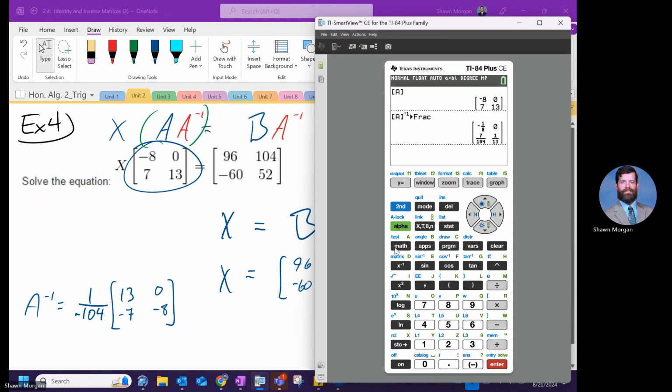Grant, did you type yours in correctly? Go back and double check. -8, 0, 7, 13. Did you use a minus sign or a negative sign? All right, I'll come back and troubleshoot. You don't get the fractions of a negative one. Oh, snap. I wonder if you did that. Let's see here. Sure. -8, 0, 7, 13. Now, it might be that you're using this older calculator too.